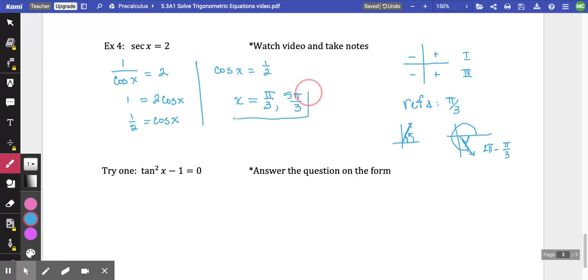So my solutions this time would be pi over 3 and 5 pi over 3. Okay, now you try the next one and answer the question on the form.